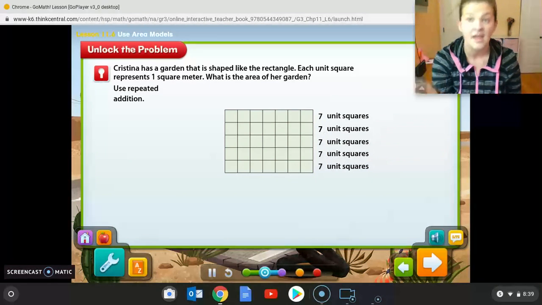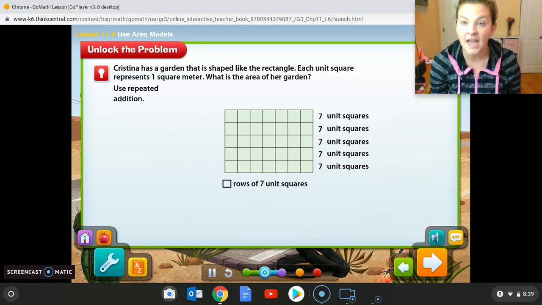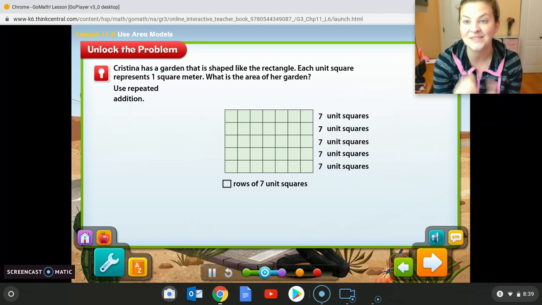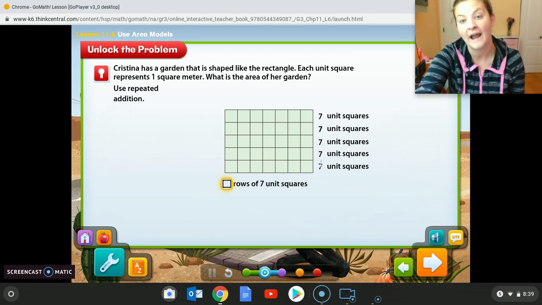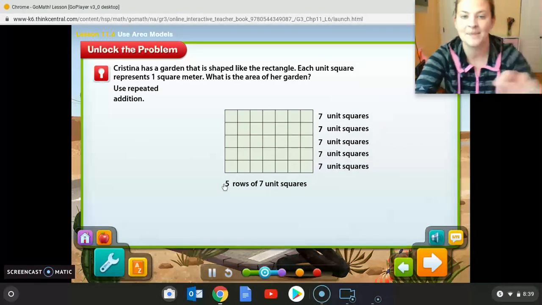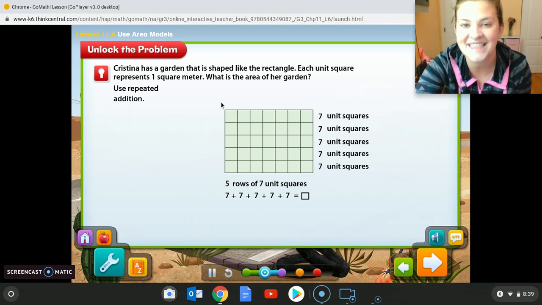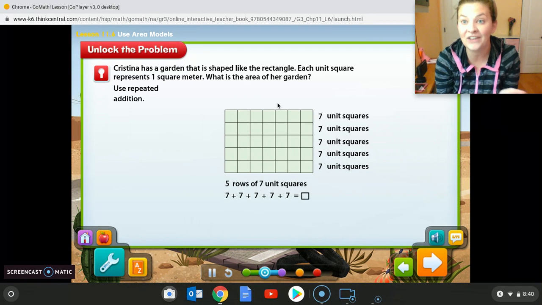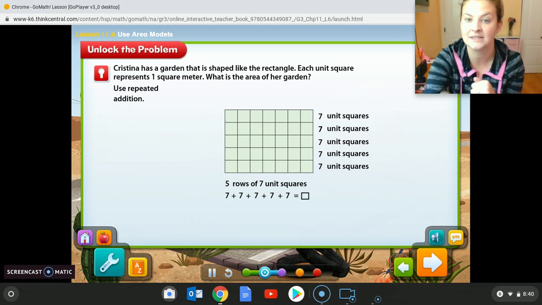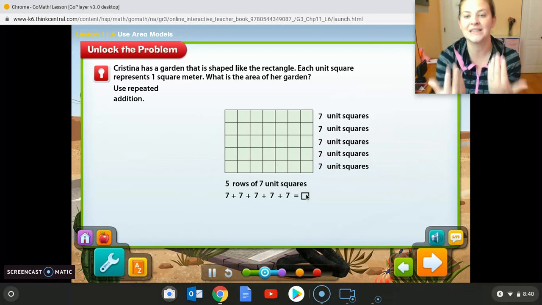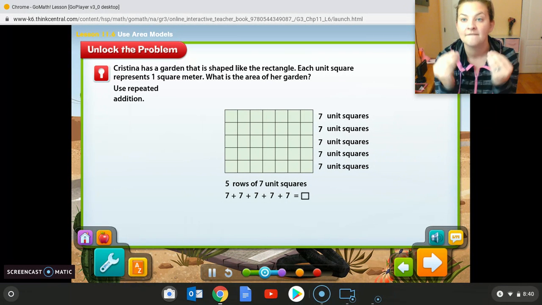And 7 again, and 7 again, and 7 again. I have how many rows of 7? 1, 2, 3, 4, 5. Because this is how many rows I have, 5. This is how many are in each row, which is 7. So if I add 7 5 times, 7, 14, 21, 28, 35. If you're not good at skip counting by sevens, just practice. But yes, we also get the answer of 35.